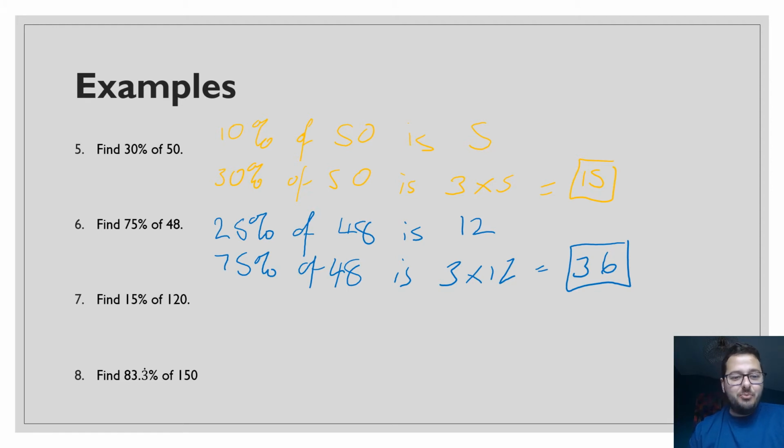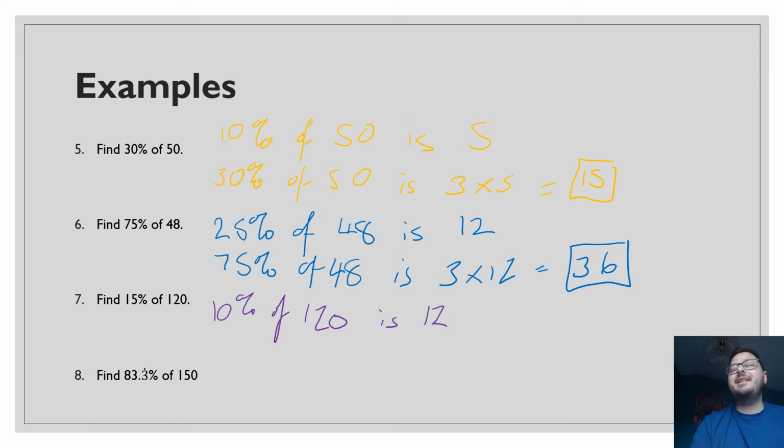All right, and then number 7, we want to find 15% of 120. So let's do this slightly differently. So let's first find 10%. So 10% of 120, we just divide it by 10, and it is 12. So 10% of 120 is 12.